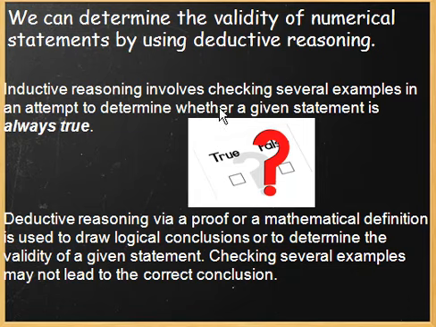Inductive reasoning involves checking several examples in an attempt to determine whether a given statement is always true. We would have to know that there are an infinite number of examples that we could try to attempt to determine the validity. Therefore, mathematicians often rely on deductive reasoning via proof or mathematical definition to draw conclusions about the validity of statements. Again, checking several examples does not always lead to the correct solution.